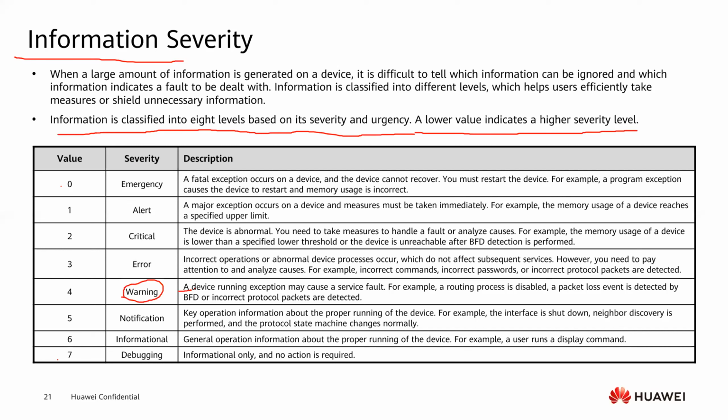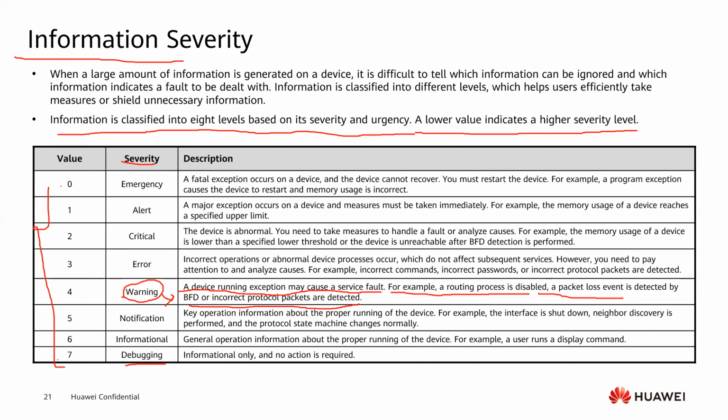A device running exception may cause a service fault. For example, a routing process is disabled, a packet loss event is detected by BFD, or incorrect protocol packets are deleted. This is the description for warning severity, and this is all defined by the device. When you use it, you just find the product document.